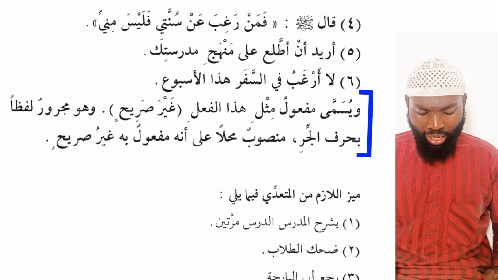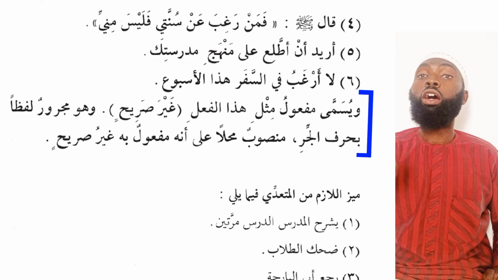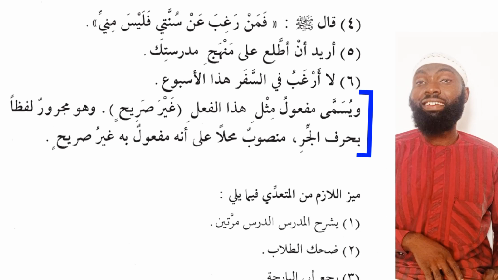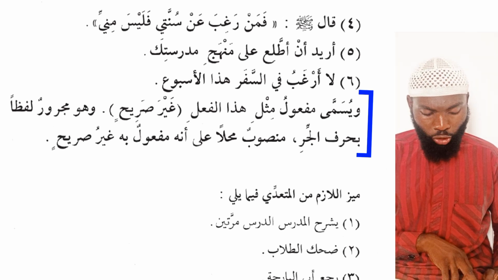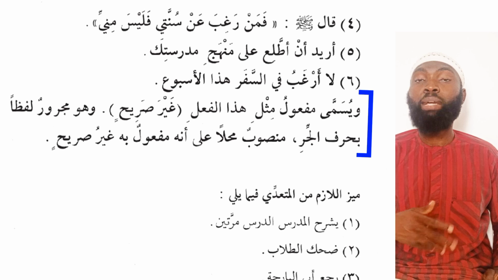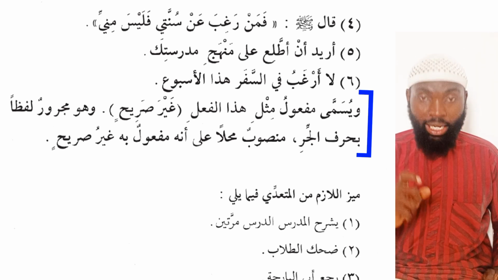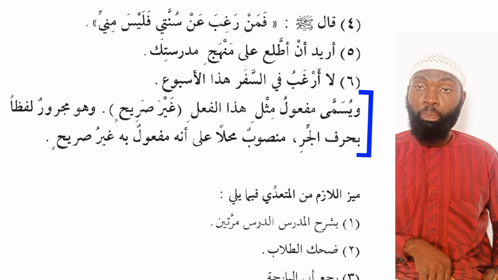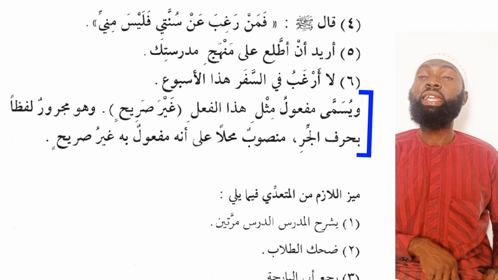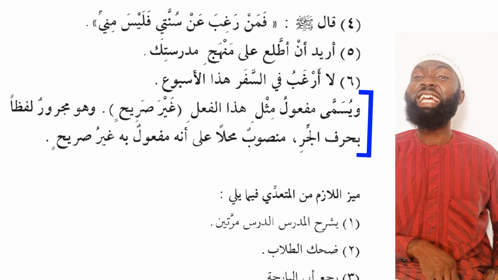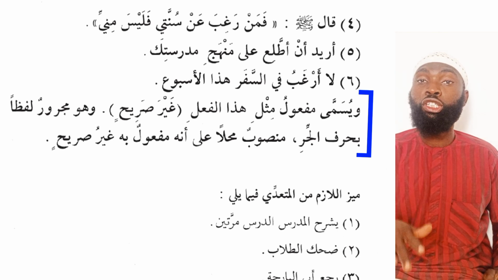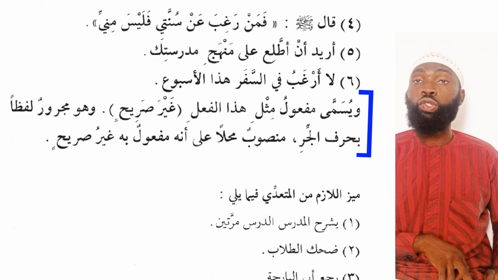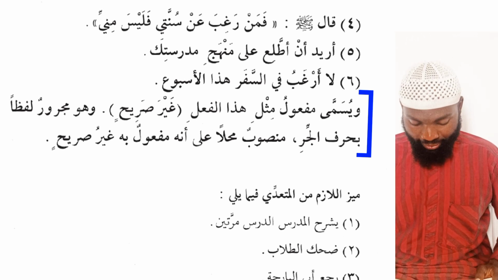ويسمى مفعول مثل هذا الفعل غير صريح. The object of this type of verbs is called an indirect object. وهو مجرور لفظا, and in terms of the way it is read, it is in the genitive case with kisra بحرف الجر because of the preposition. منصوب محلا. However, it is in the accusative case in terms of its position. محل أنه مفعول به غير صريح, because it is an indirect object.